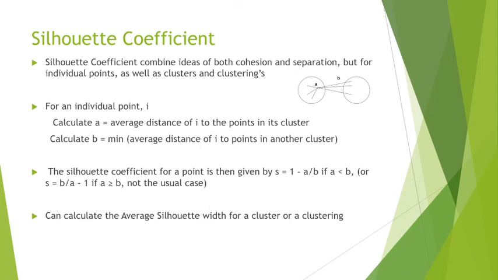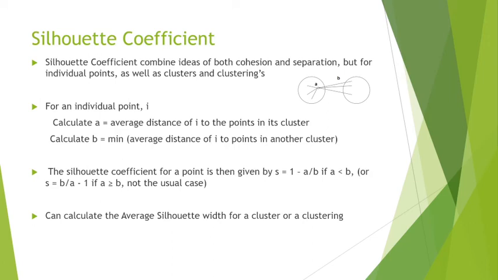Let's move to the other measure that we have, the Silhouette quotient. The Silhouette quotient combines ideas of both cohesion and separation, but for individual points as well as clusters and clusterings.